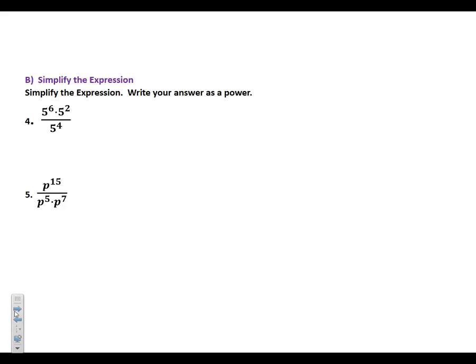So the first one, in number 4, we have 5 to the 6 times 5 squared, all divided by 5 to the 4th. Two ways we're going to look at this one, and I'm only going to do it two ways on this example number 4. The first way is to say, hey, I'm going to do the multiplication in the numerator first. So I'm going to rewrite this as 5 to the 6 plus 2. Well, we know that when we multiply with a common base, we add the exponents. And that's divided by 5 to the 4th. So 5 to the 6 plus 2 becomes 5 to the 8th, divided by 5 to the 4th.